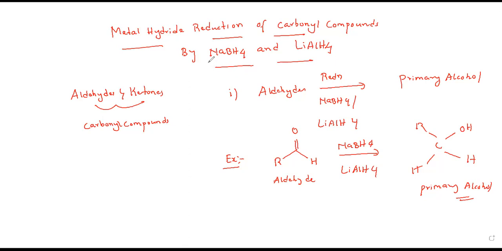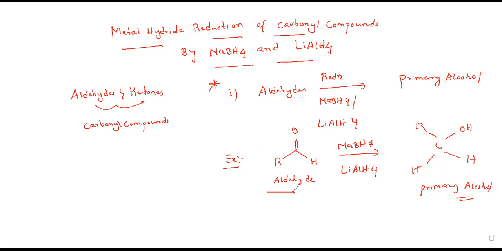Whereas sodium borohydride is a mild reducing agent and it can be used very selectively to reduce aldehydes, ketones, and acid chlorides without affecting other reducible groups like esters, epoxides, lactones, etc. So this is the main differentiating factor between lithium aluminium hydride and sodium borohydride. Already, first we discussed aldehydes.